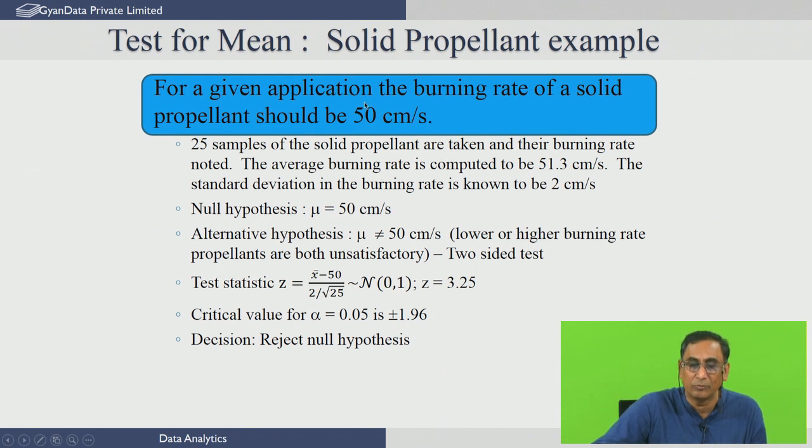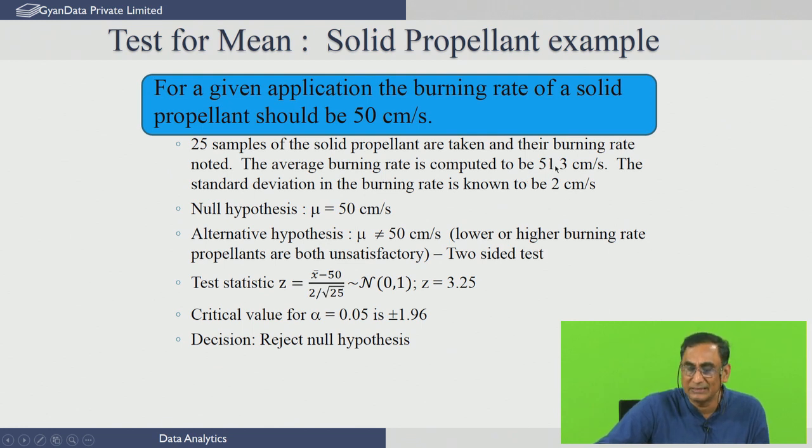You do not know what its value will be, you are going to ask this question whether that mean is going to be 50. The sample mean that you have computed based on these 25 samples happens to be 51.3 centimeter per second, the burning rate average value. We have also computed the standard deviation based on these 25 samples. We can compute the standard deviation of the sample, and we find that the standard deviation is 2 centimeter per second. So, different samples have different burning rates, and we find that the variability or the standard deviation in the burning rate of the samples is 2 centimeter per second.